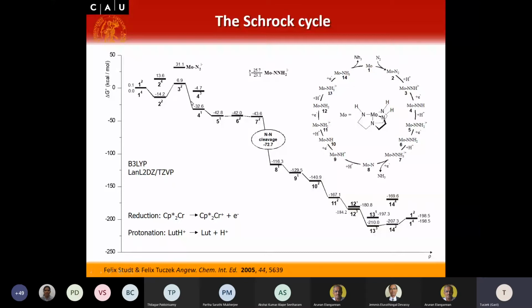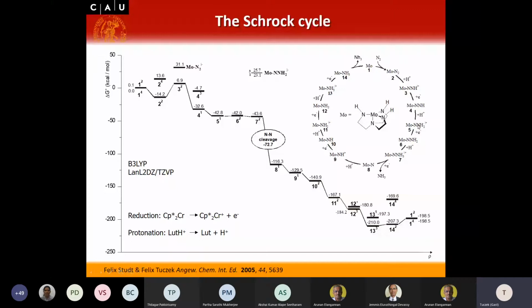Here you have the NN cleavage, giving rise to the first molecule of ammonia. Here you have the nitrido complex, and here at the end you have the amine complex, and here you come back to the dinitrogen complex. So there are maybe three important things with this cycle. First of all, the most difficult reaction is the first protonation, and this NN cleavage is actually very exergonic, and this process is strictly alternating in protonation and reduction.